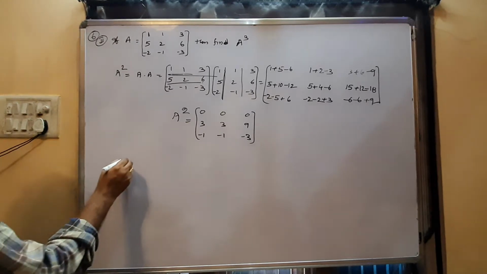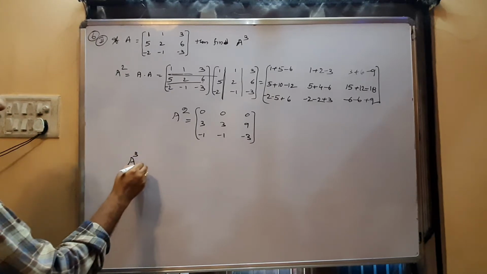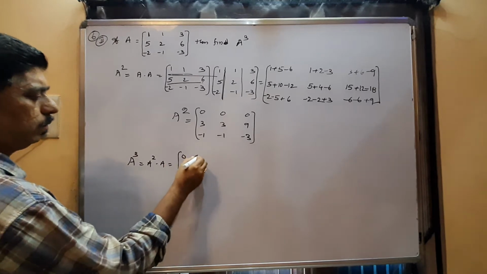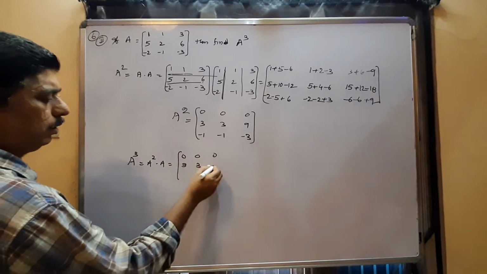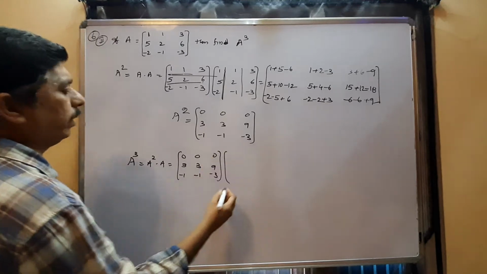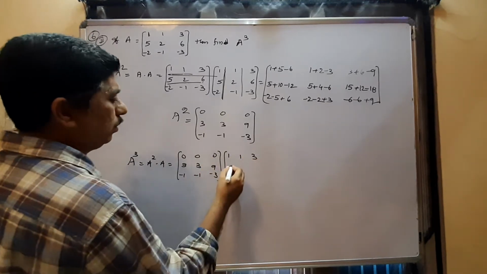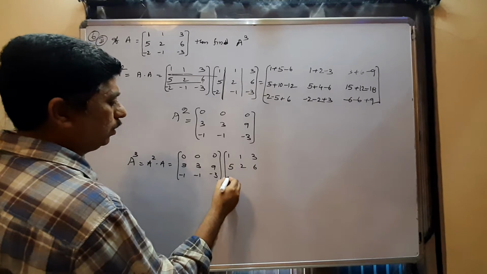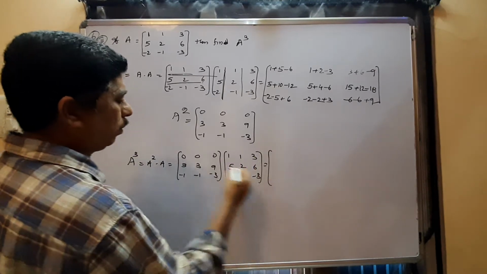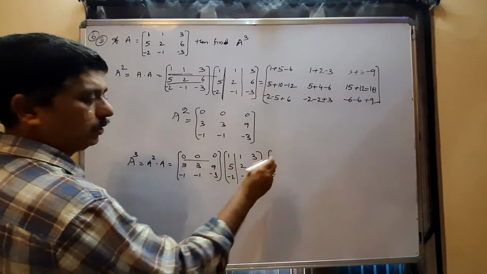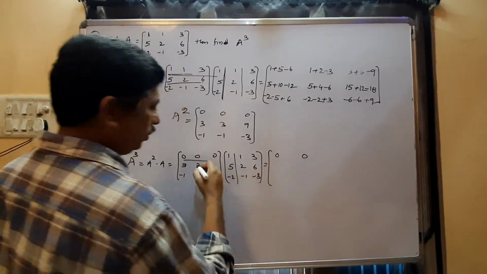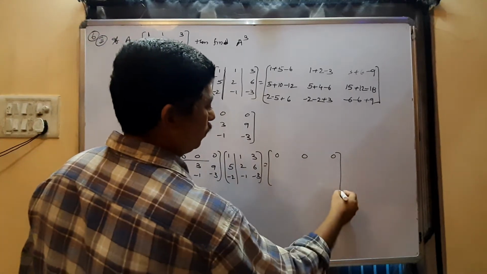Coming to A cubed. A cubed means A square into A. That is [0, 0, 0; 3, 3, 9; minus 1, minus 1, minus 3] into again A, [1, 1, 3; 5, 2, 6; minus 2, minus 1, minus 3]. So again row into column you have to multiply. 0 into anything we will get 0, so 0 plus 0 plus 0 is 0 for each entry of the first row.